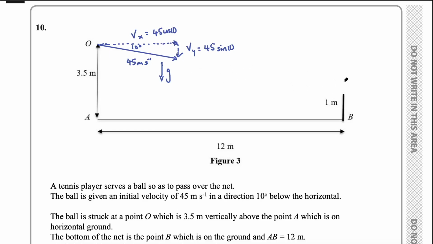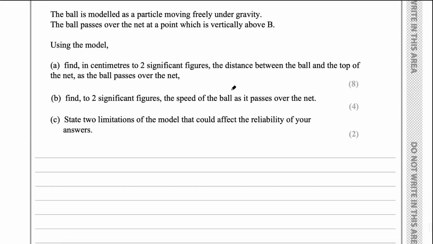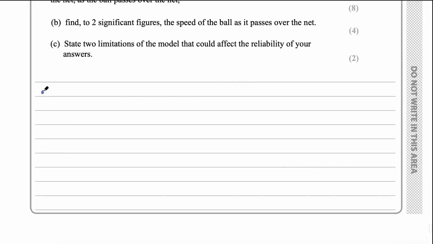Now to find the distance above the net, we're going to need the time it takes to get to the net. And we can work out that time using the horizontal velocity. And then we can work out the distance it falls using the vertical velocity. So let's go ahead and work out the time first. So for part A, we've said, so let's write down the initial velocity first.